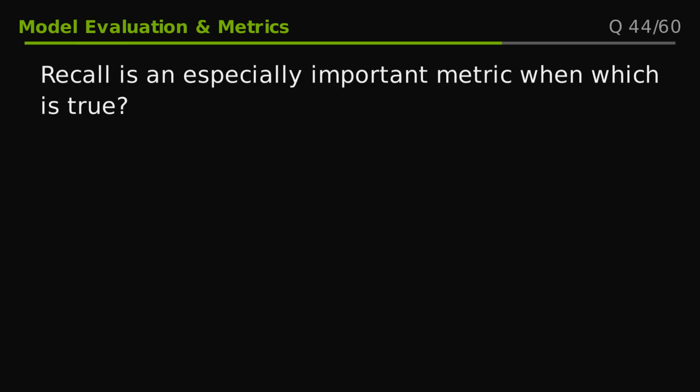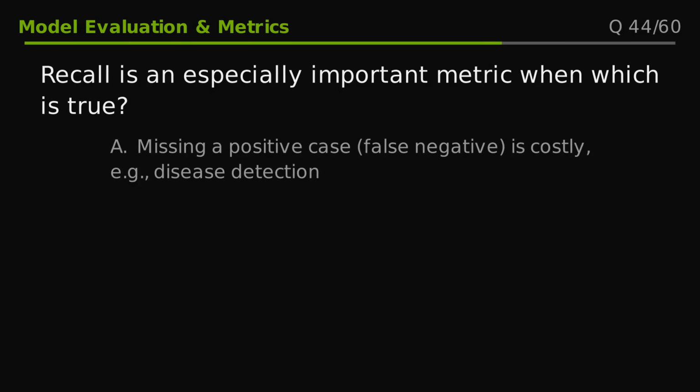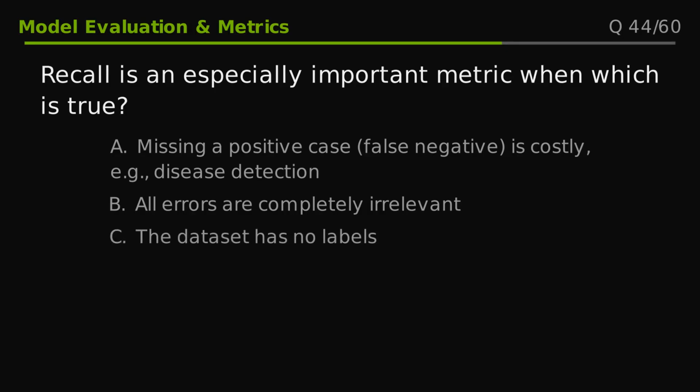Recall is an especially important metric when which is true? Option A. Missing a positive case, a false negative, is costly, for example, disease detection. Option B. All errors are completely irrelevant. Option C. The dataset has no labels. Option D. The model has no parameters.